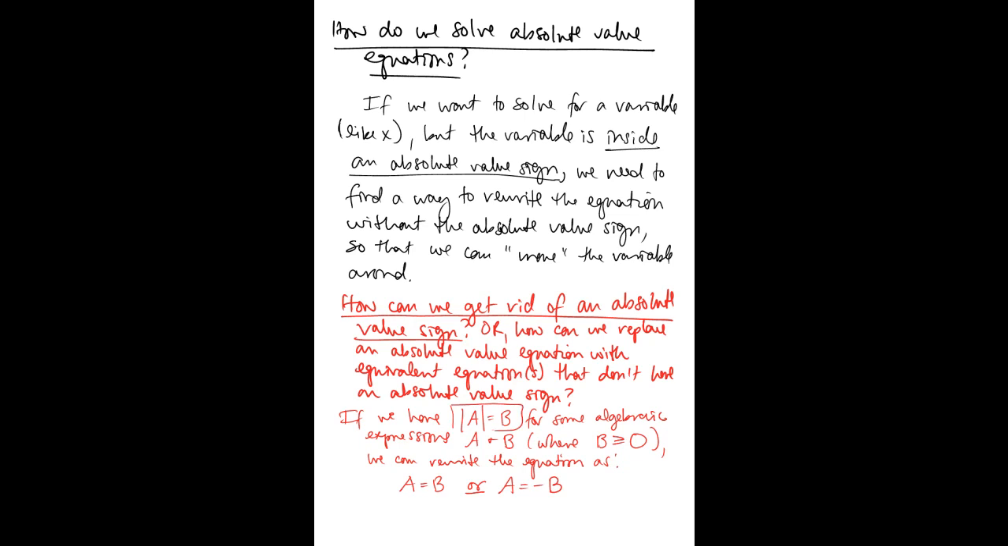So this is equivalent to this. The absolute value equation should have the same solution set as this pair of non-absolute value equations. And note, as I stated, we must have B is greater than or equal to 0 because an absolute value can never, by definition, be negative.